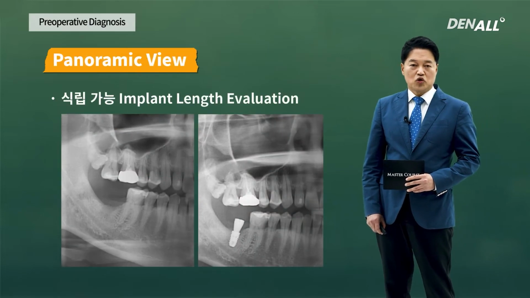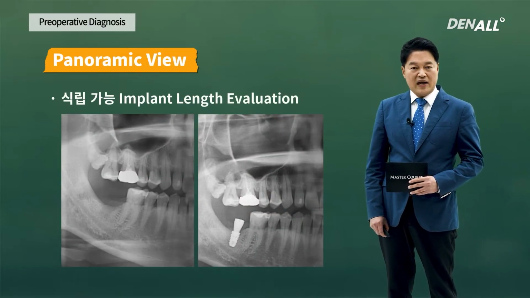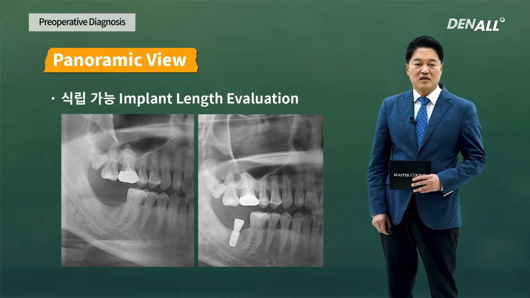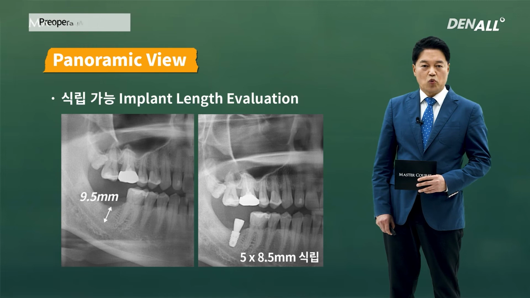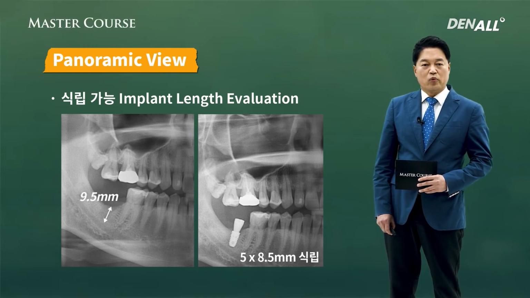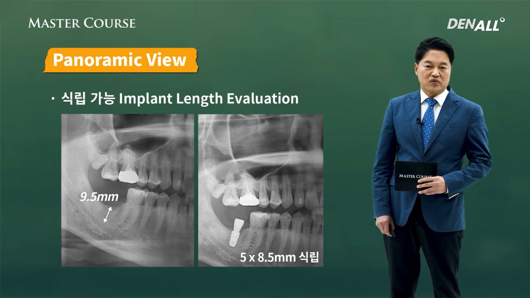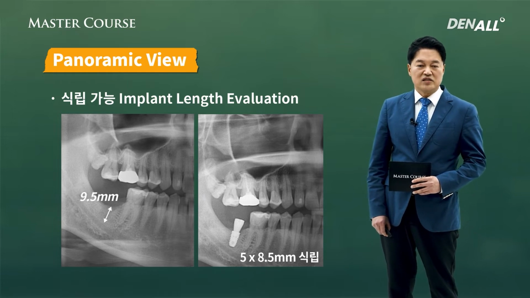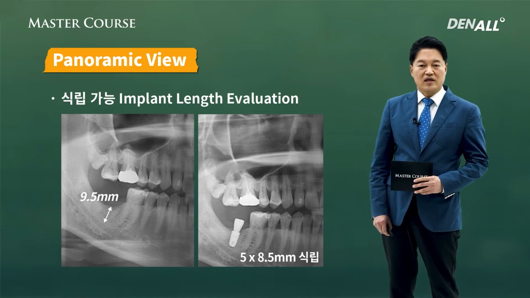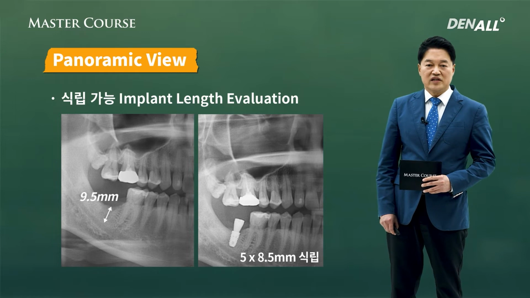As you can see, basically, in the surgical area, panax is taken and remaining bone length is accurately evaluated. It's 9.5 millimeter. The implant needs to be placed superior to the mandibular canal, and for safety margin with the mandibular canal, a shorter 8.5 millimeter implant fixture was planned.